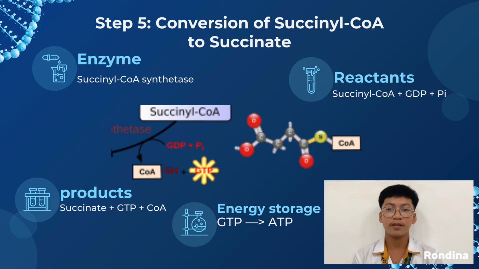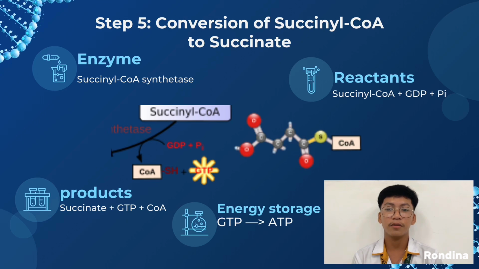Let's step into step 5, conversion of succinyl-CoA to succinate. In this step, succinyl-CoA is converted into succinate, a simpler molecule. The enzyme succinyl-CoA synthetase is responsible for this reaction. During the process, coenzyme A is released from the succinyl-CoA.